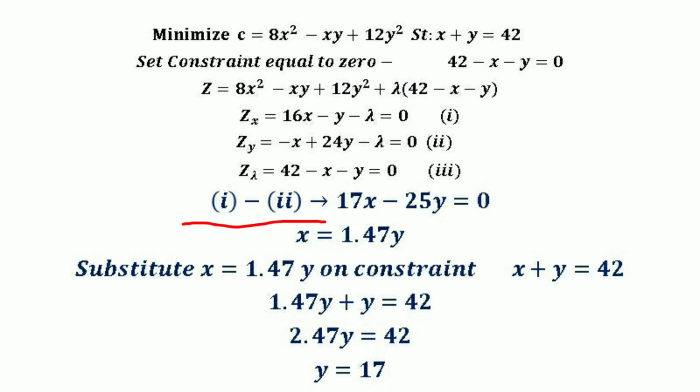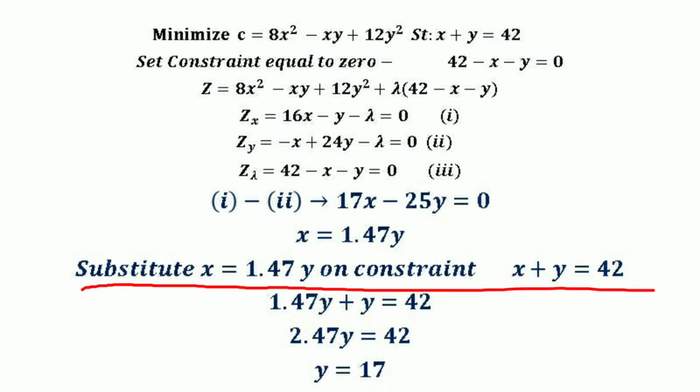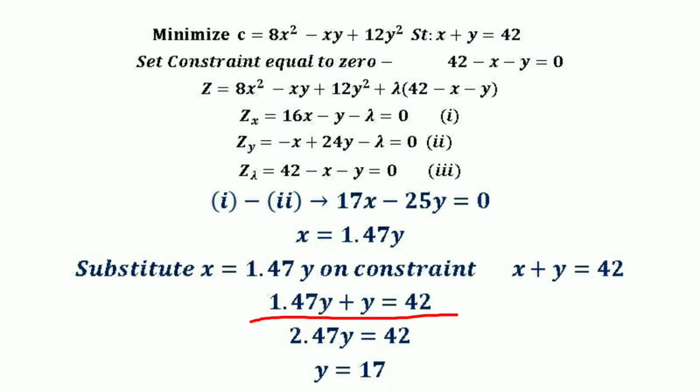Once we get the first order partial derivatives, then find the critical values x, y and lambda. For finding these values, we subtract equation number 2 from 1. Then it will become 17x minus 25y is equal to 0. Solving for x, x is equal to 1.47y. Substitute x is equal to 1.47y in the constraint x plus y is equal to 42.